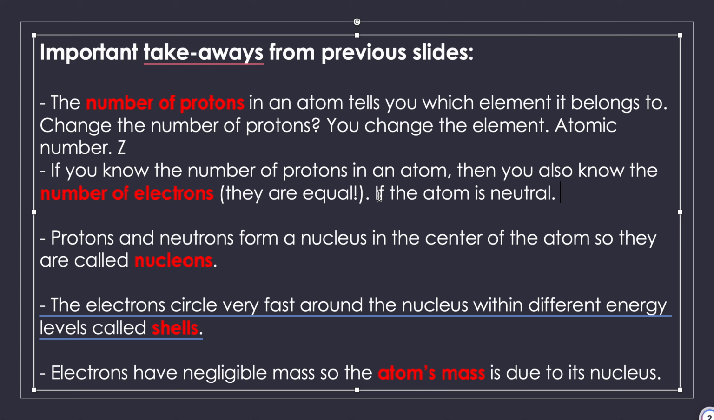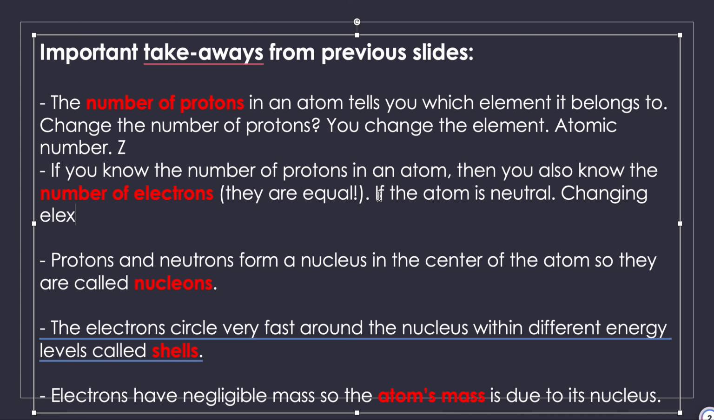Because sometimes you may change the electrons, okay, and this is also something that you need to remember. Changing the electrons changes the charge and produces what we call ions. This is a very important concept in chemistry, the concept of ions, because ions are particles with a charge, and it's basically due to the change in the number of electrons, because when you change the protons, you change the element.